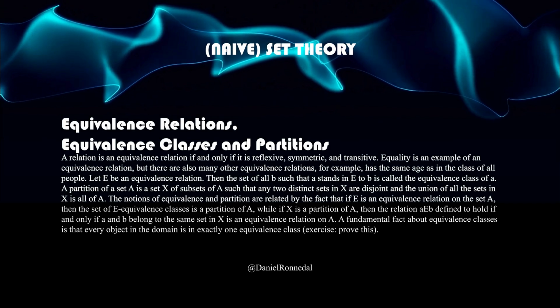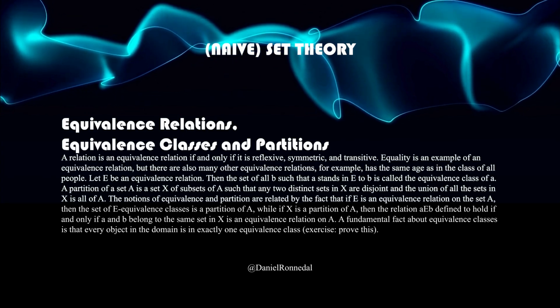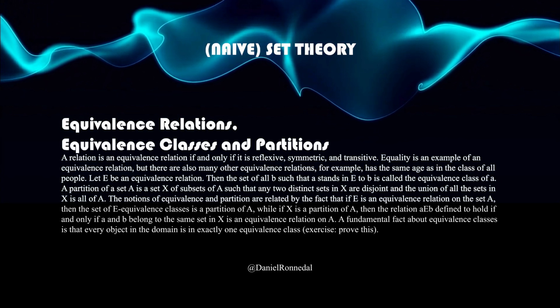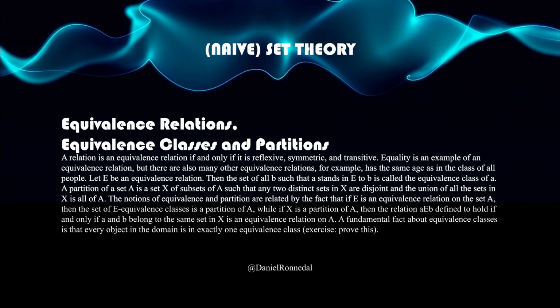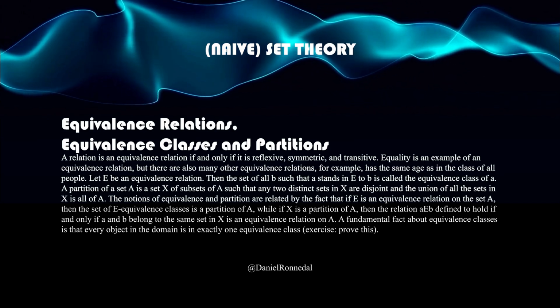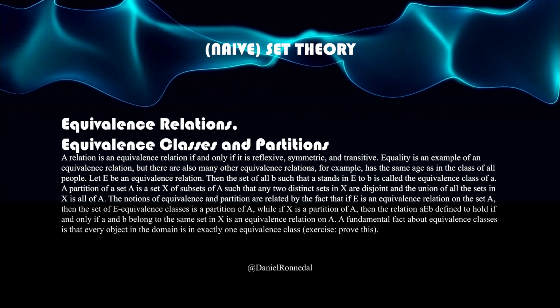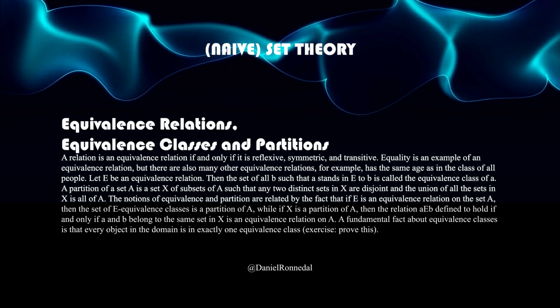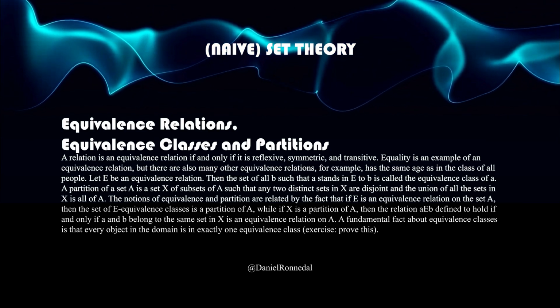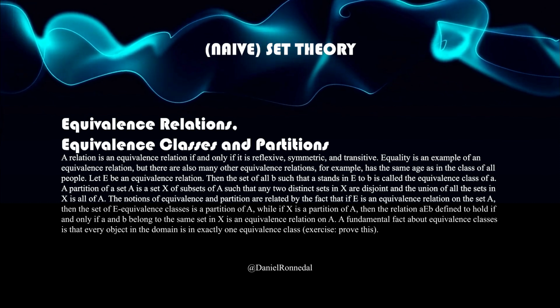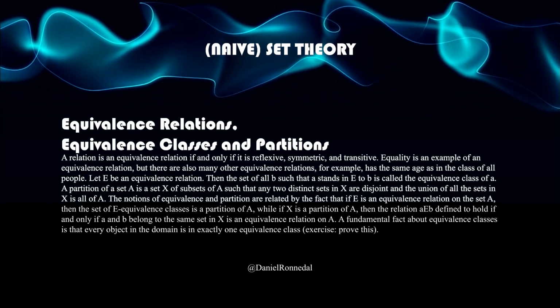A relation is an equivalence relation if and only if it is reflexive, symmetric, and transitive. Equality is an example of an equivalence relation, but there are also many other equivalence relations. For example, "has the same age as" in the class of all people. Let E be an equivalence relation. Then the set of all b such that a stands in E to b is called the equivalence class of a.